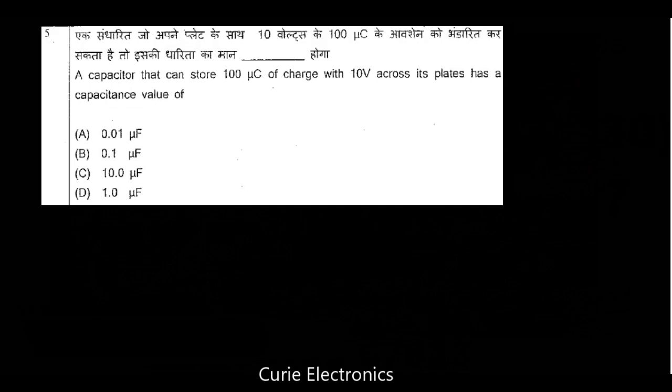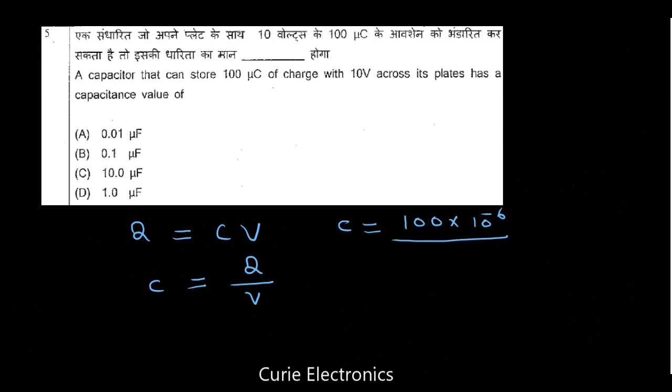A capacitor that can store 100 microcoulomb of charge with 10 volts across its plates has a capacitance value of? So Q equals CV. We want to find the C, so C equals Q upon V. The Q value given is 100 microcoulomb, so 100 multiplied by 10 to the power minus 6 upon 10 volt.